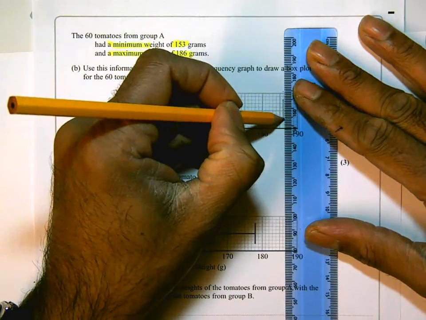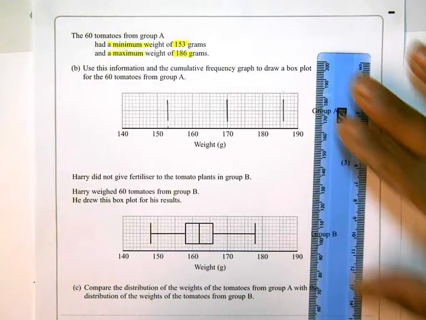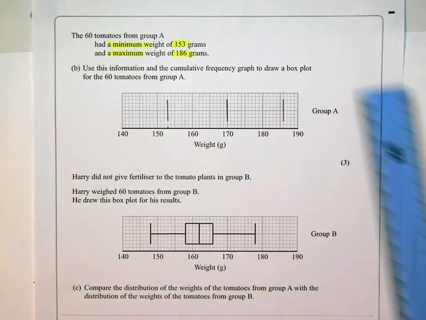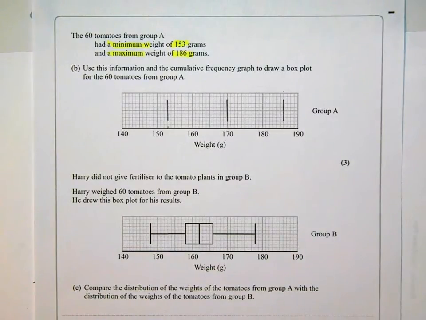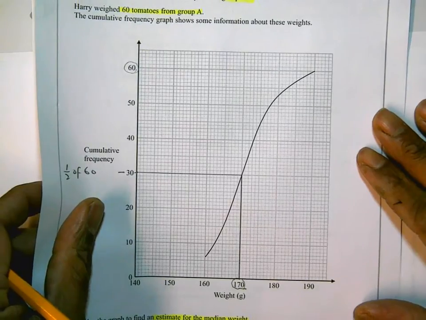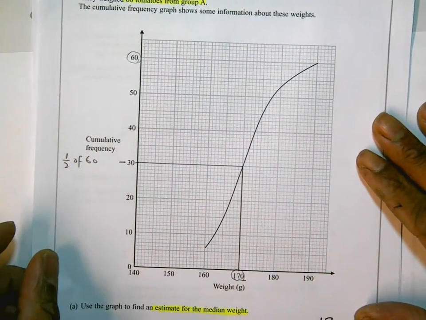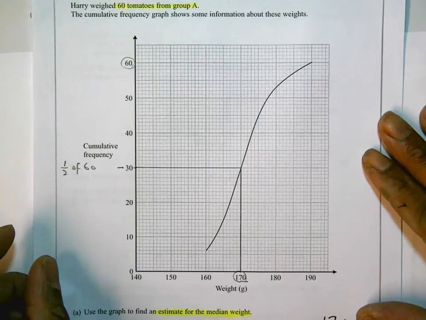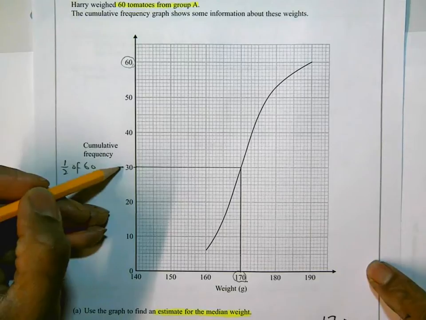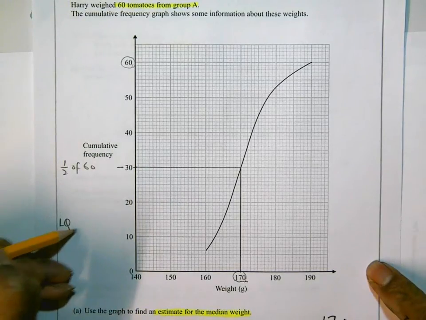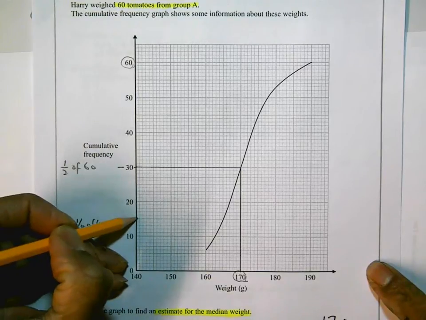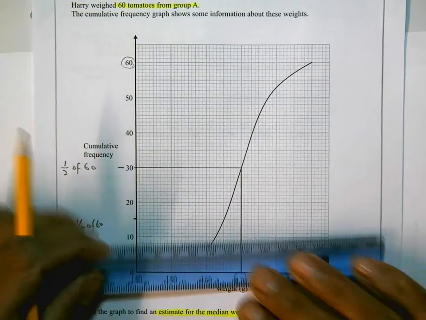Now I need to get two more bits of information, and the two more bits of information I need are the upper quartile and the lower quartile, and that means I need to go back to the cumulative frequency graph. If I position this here so that you could see the whole graph, how do I get the upper quartile and the lower quartile? I found the median. Now the lower quartile is a quarter of 60. A quarter of 60, halfway along here, is going to be 15, and I'm going to use the same technique that I used before.